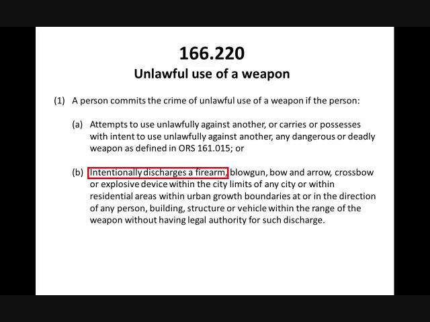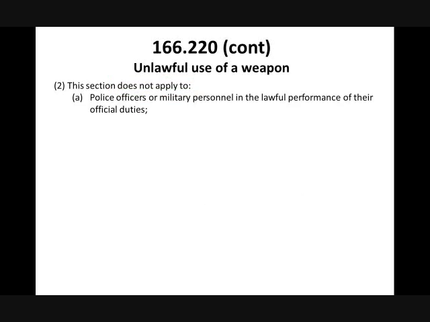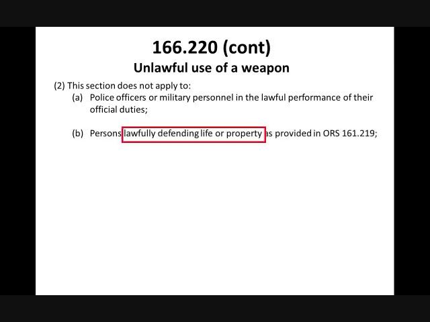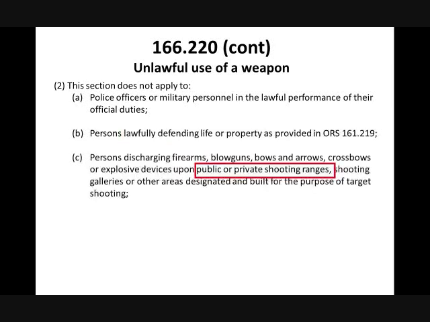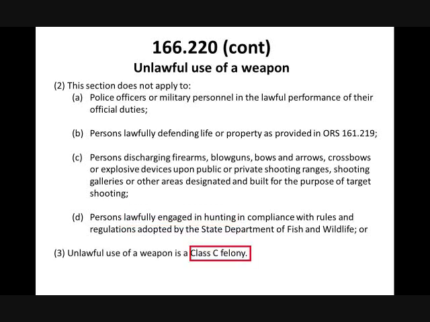A is the one you want to look at. Now, this section does not apply to police officers or military personnel in lawful performance of their duties, or persons lawfully defending life or property, persons discharging firearms or blowguns at private shooting ranges or galleries, and persons lawfully engaged in hunting or in compliance with rules and regulations adopted by the State Department of Fish and Wildlife. And if you violate this, it's a Class C felony.